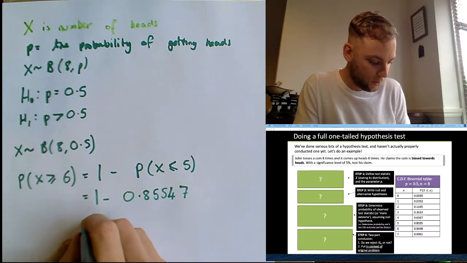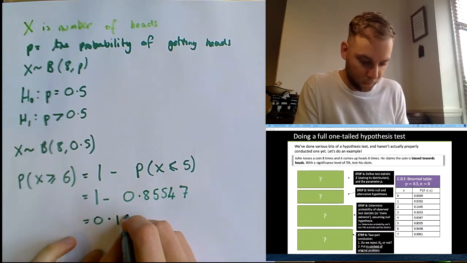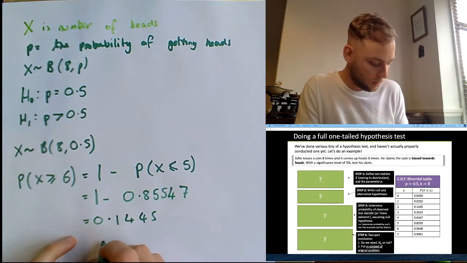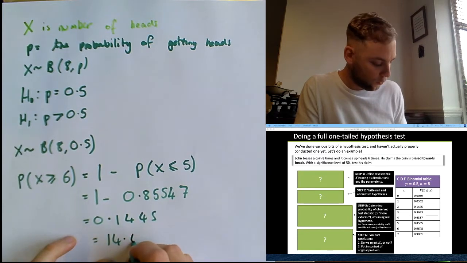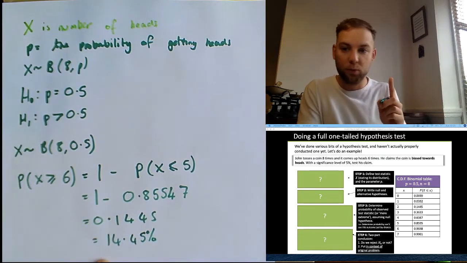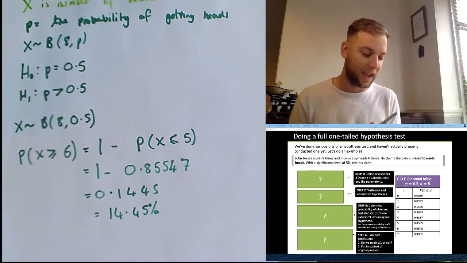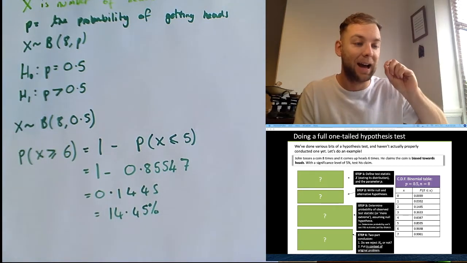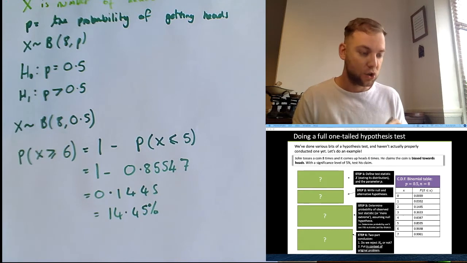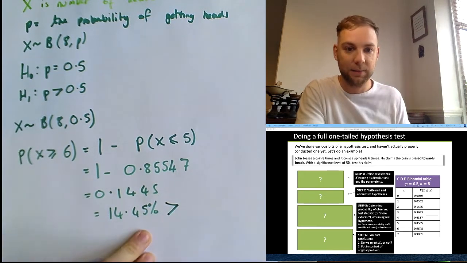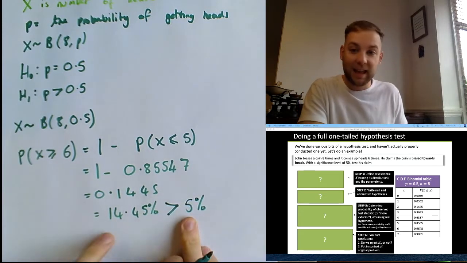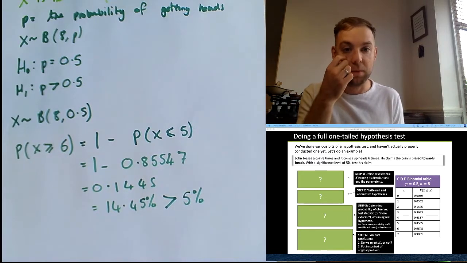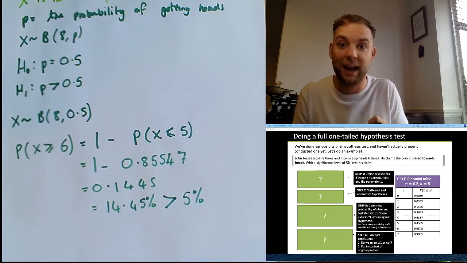So it's actually 0.145. 0.1445, it says here, which is equal to 14.45%. Now, we've found that the probability of getting 6 or more, for this distribution, is 14.5%, but we set our significance level as 5%. Because this is greater than 5%, the probability is far too high for our significance level, so there is not enough evidence to reject H0.